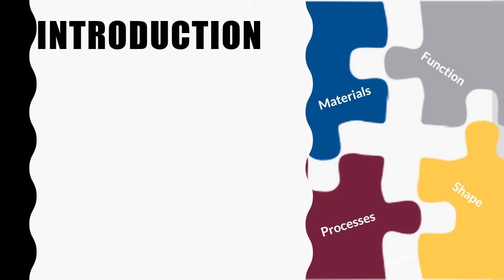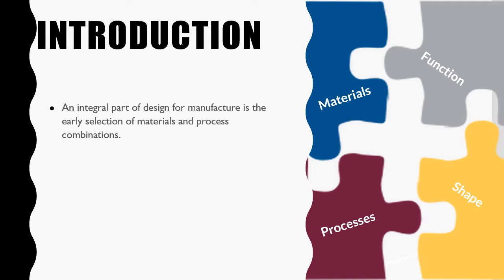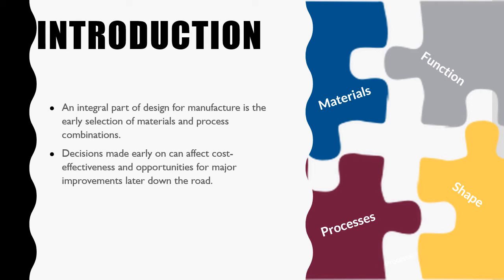Just as a brief introduction, an integral part of design for manufacture is the early selection of materials and process combinations. This is important because decisions made early on can affect cost effectiveness and opportunities for major improvements later down the road. So, our one question to answer for you is, what's the best method to select materials and manufacturing processes to develop the best product?